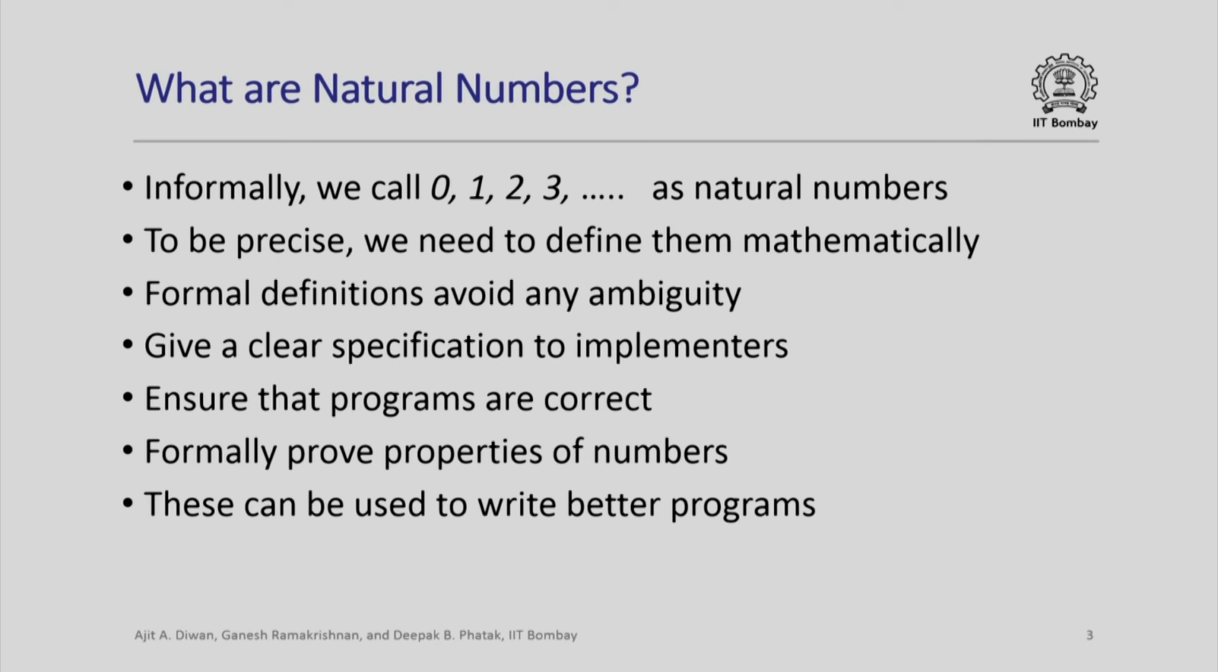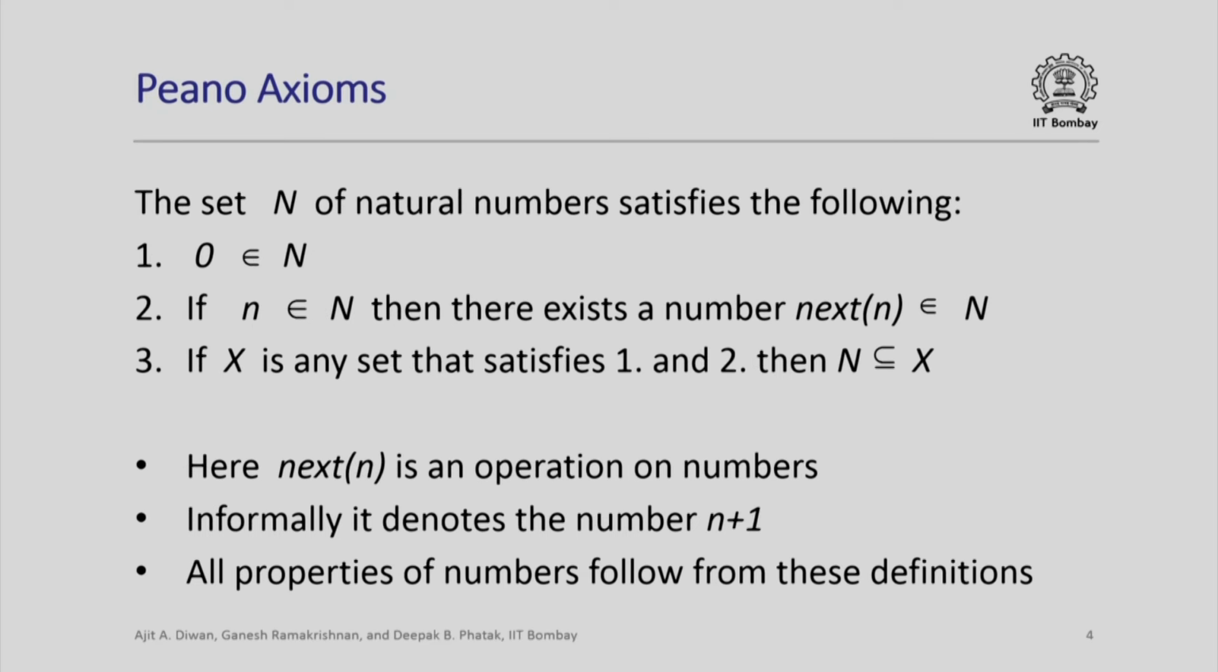And this can also be used to formally prove properties of numbers, and then once you know that numbers satisfy certain properties, you can use that to write better programs. So, you can simplify your programs using properties of numbers, maybe make them faster and so on. So, let us look at what is a formal definition of numbers.